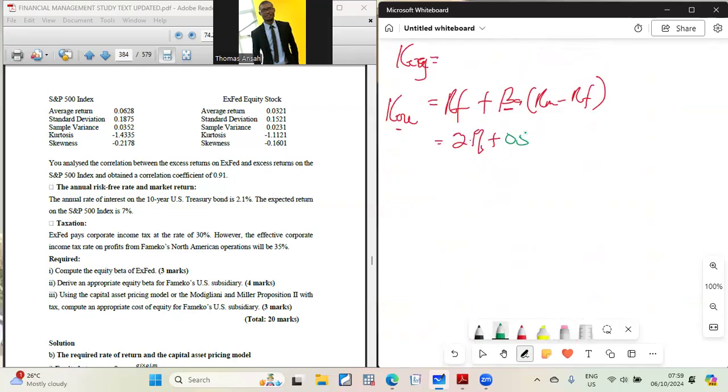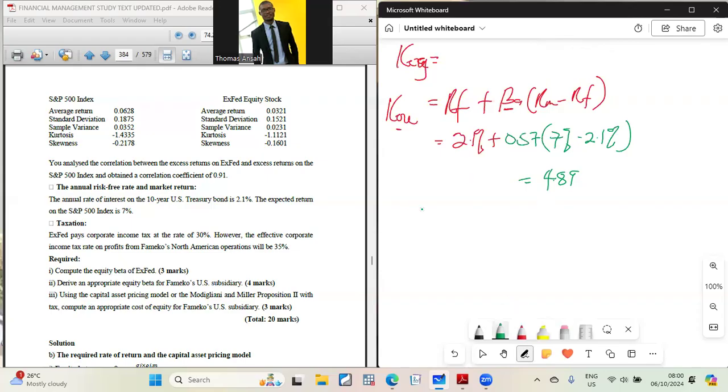0.57, so 0.57 times RM minus IF, that's 7% minus 2.1%. All right, and when I do this, what will I get? So 7 minus 2.1, multiply by 0.57, then plus 2.1. I get 4.893. So to 2 decimal places it will be 4.89. So that is what I have for my KEU. You use an ungeared. All right.